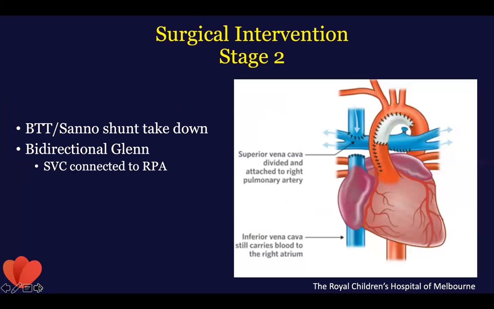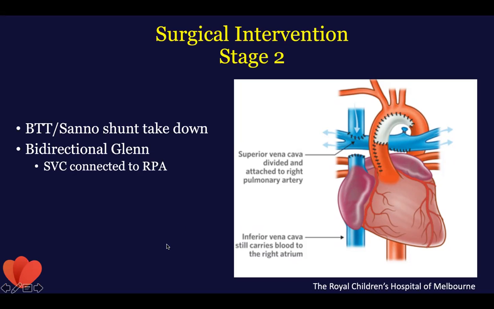The second stage of the procedure is called a bidirectional Glenn. This procedure is usually done anywhere from 3 to 6 months of age, depending on the nature of the lesion. So in this stage, we're going to take the right superior vena cava and add it to the right pulmonary artery, to let all the blue blood from the upper body go into the right pulmonary artery. Again, the sats will go up to about 85%. This is obviously a bigger, more stable pathway for pulmonary blood flow than just that BT shunt or Sano.